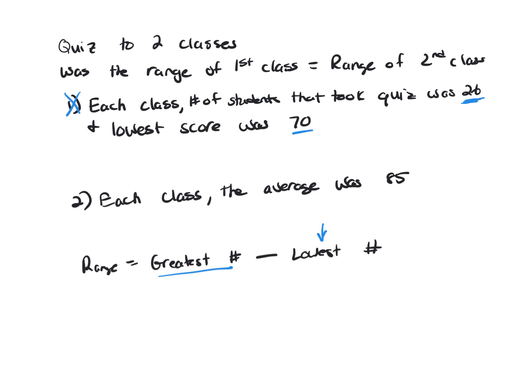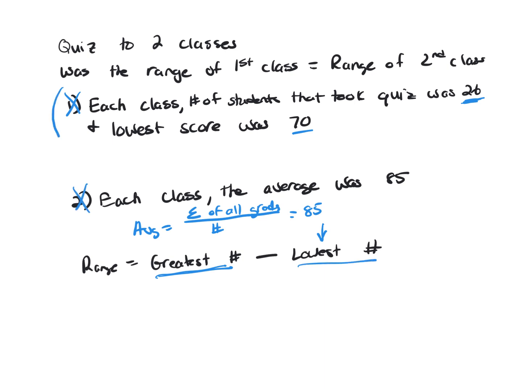Clue 2. Each class, the average was 85. Well, the way you find the average equals the sum of all grades divided by the number of people that took it. And we know that average is 85. But that does not help me find the greatest number or the lowest number. So that doesn't work independently.